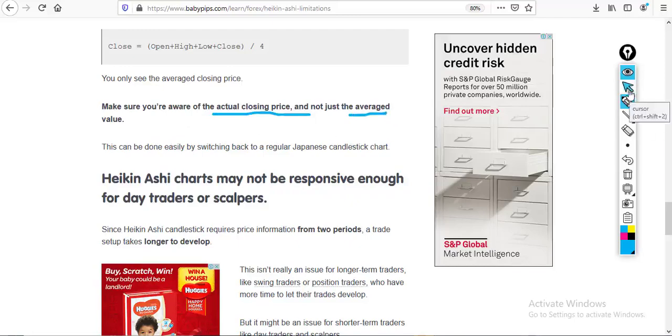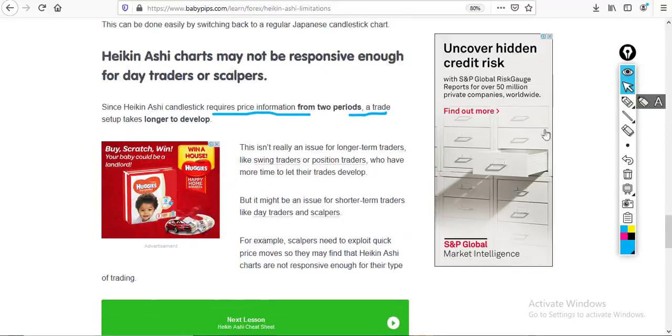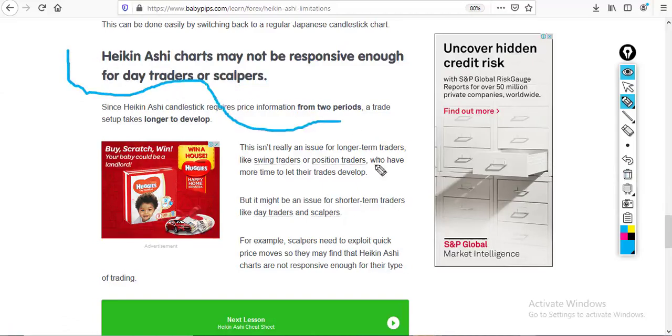So be aware, and you also have to know that the charts may not be responsive enough or very useful for day traders or scalpers. Why? Because it doesn't work instantly for you in your direction. It mostly works for those who trade longer.